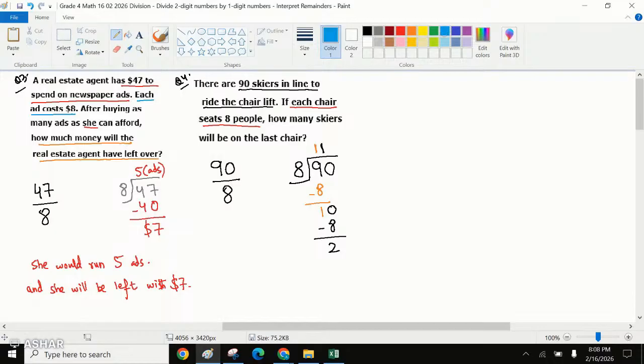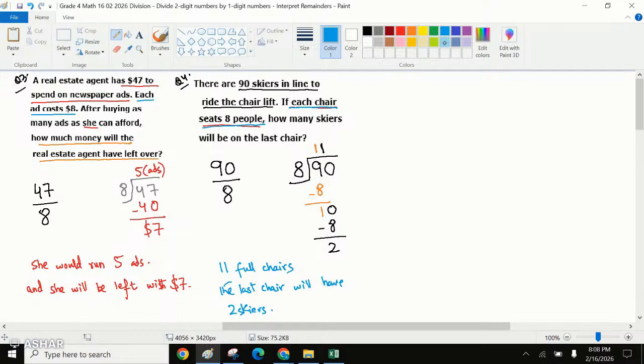So they can have, each chair has 8 people, right? So they will have 11 full chairs. Agreed? That would be 88 people. And the last chair will have 2 skiers only.